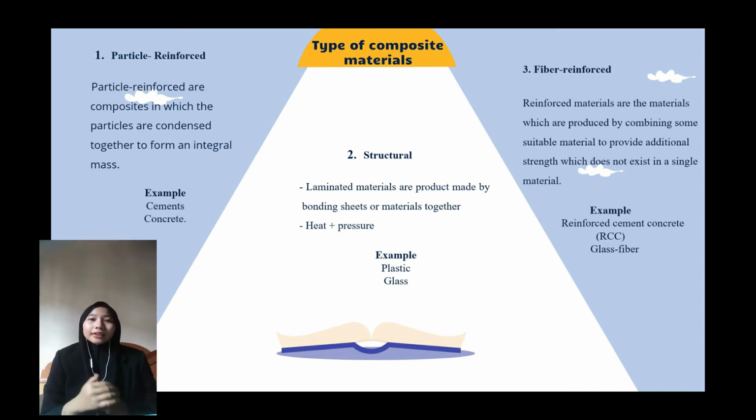And lastly is the fiber reinforced. The reinforced materials are the materials which are produced by combining some suitable material to provide additional strength which does not exist in a single material. Fibers are usually used in concrete to control plastic shrinkage cracking and dryer shrinkage cracking. For example, reinforced cement concrete, which is RCC, and glass fiber. Besides that, they also lower the permeability of concrete and thus reduce the water.